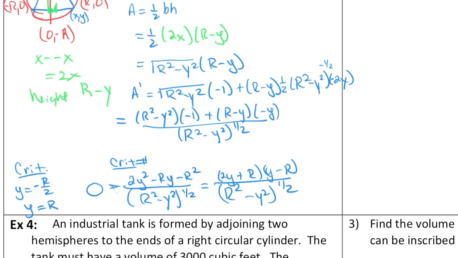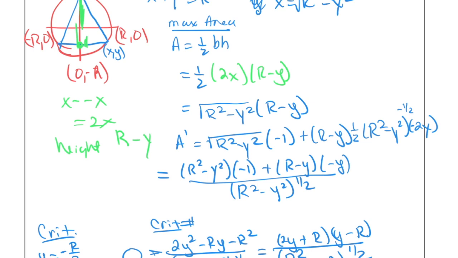Those are your possibilities. But let's talk about the domain. Back to your picture. We're thinking about the y values. So for your domain, the smallest y value is going to be negative r, so negative r is smaller than or equal to y, which is smaller than or equal to big R.